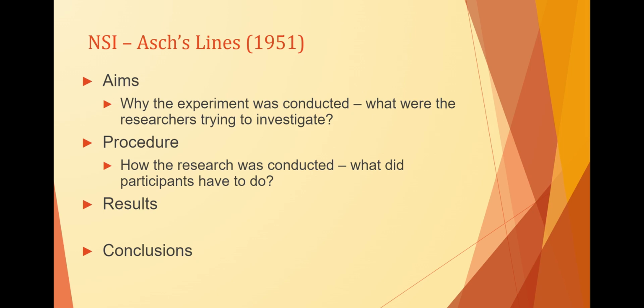Okay, so now we're going to look into Asch's lines experiment from 1951. Obviously, since I used this lesson at the start of Year 12, we have to then look at the different parts of the research. So aims are why the experiment was being conducted. What are the researchers trying to investigate? Procedure is talking about how the research was conducted. What did participants have to do? Results, fairly straightforward. It's what they found out. Okay, what were their results? And then conclusions. What can they conclude from their results? Okay, what did they think it means?